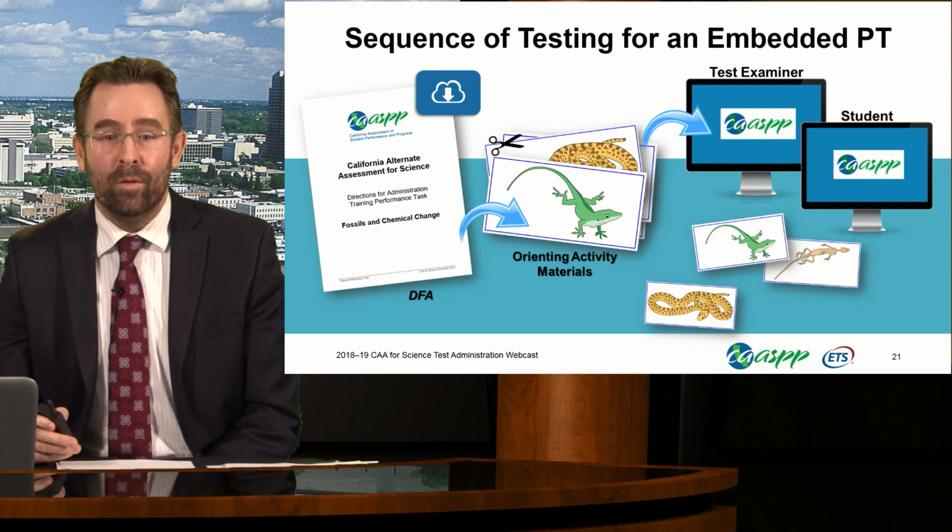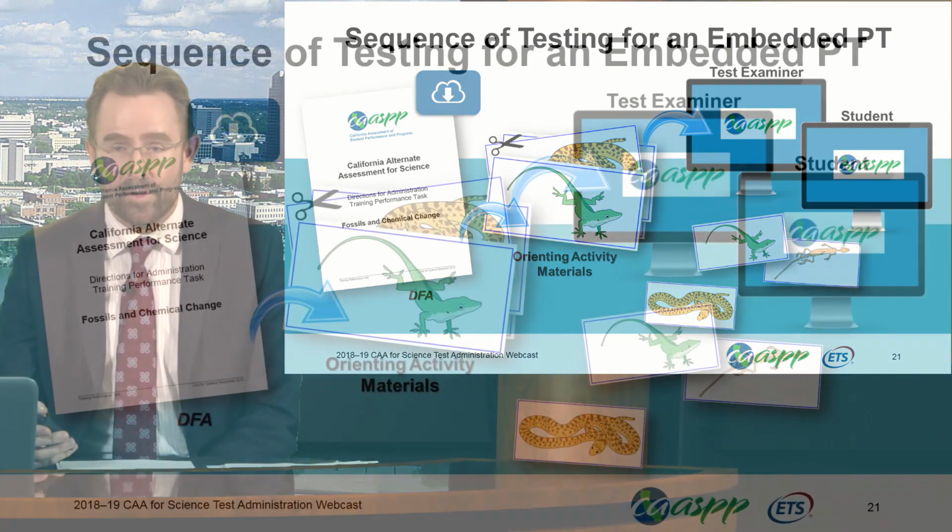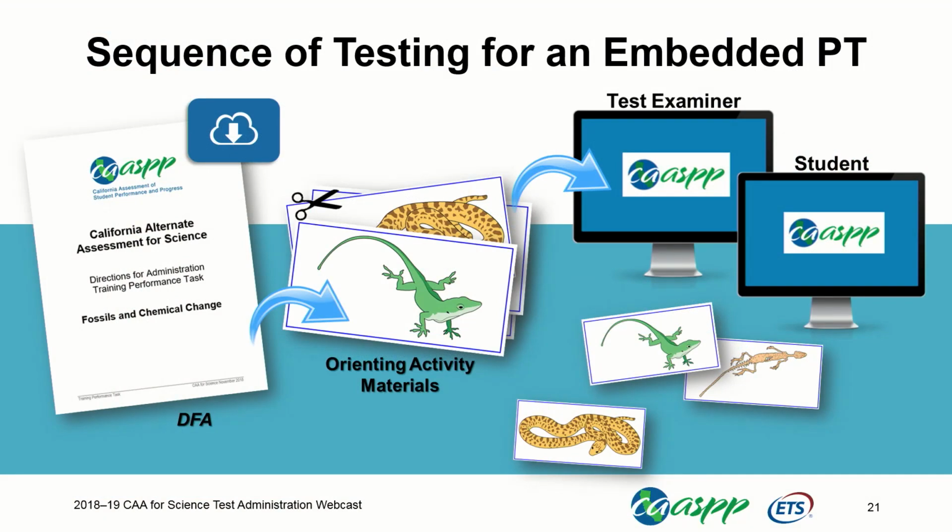So now let's go over the step-by-step sequence of testing that occurs for one embedded performance task. It's really important to note that this graphic applies to just one embedded PT. Remember that your test examiners are going to be doing this 3 times for every student.